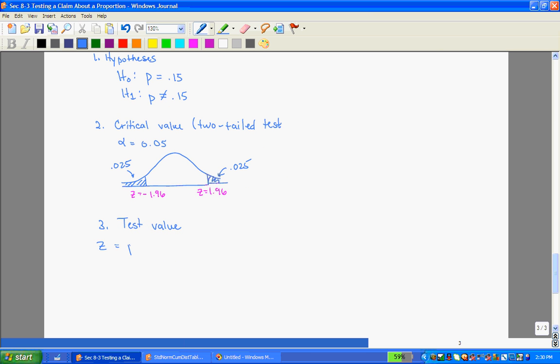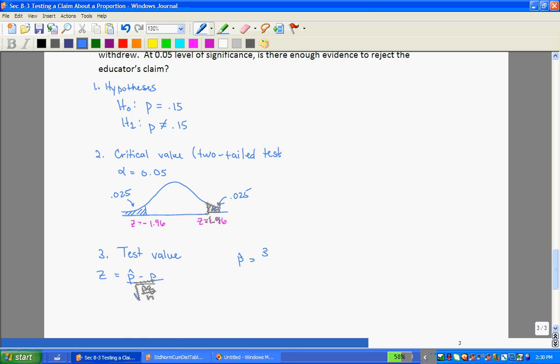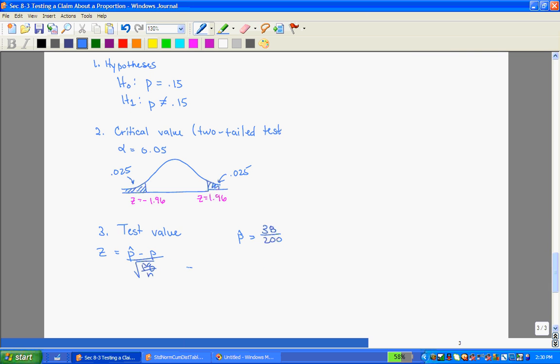So z is equal to p hat minus p over the square root of p times q divided by n. P hat comes from the sample of seniors that they spoke to. They sampled 200 and 38 of them withdrew from school. So that's our p hat. So when I set up my formula, that's 38 over 200. There's my p hat. P is the value that was stated in our hypothesis, so that's 0.15, divided by the square root of 0.15 times 0.85, 1 minus p, all over 200.